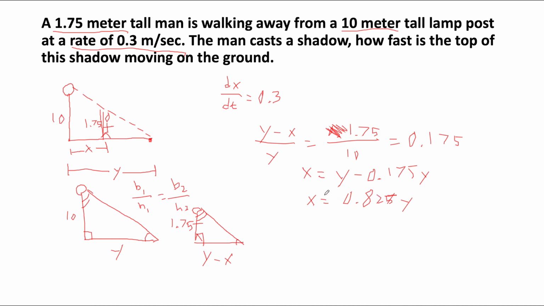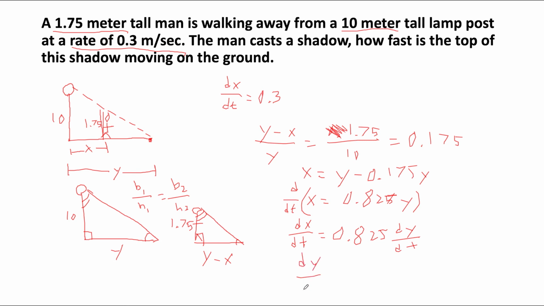All right, and from here we have an equation that we can then take the derivative with respect to time of. And we get dx dt equals 0.825 dy dt. And remember that we have dx dt, it's 0.3, and what we're trying to solve for is dy dt. So we will solve for dy dt.